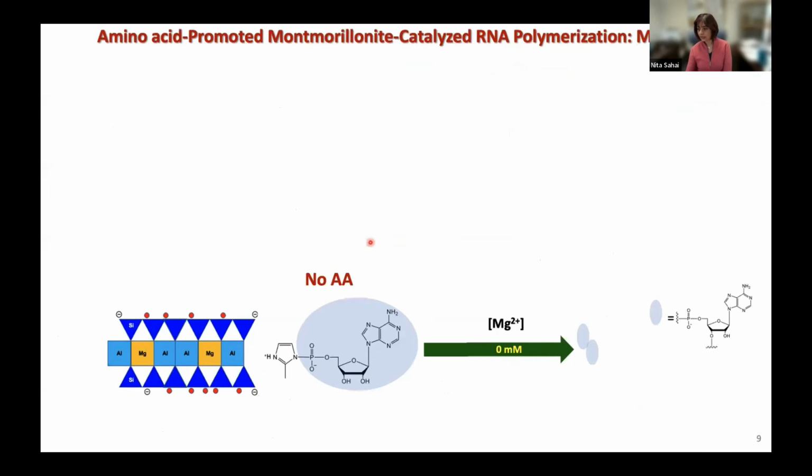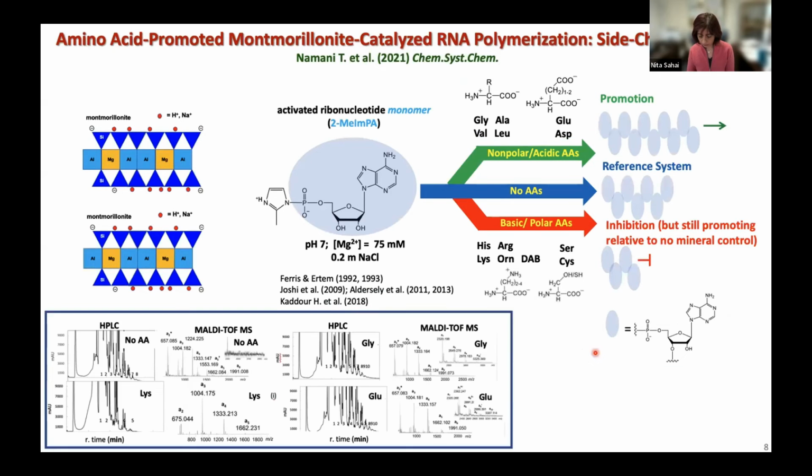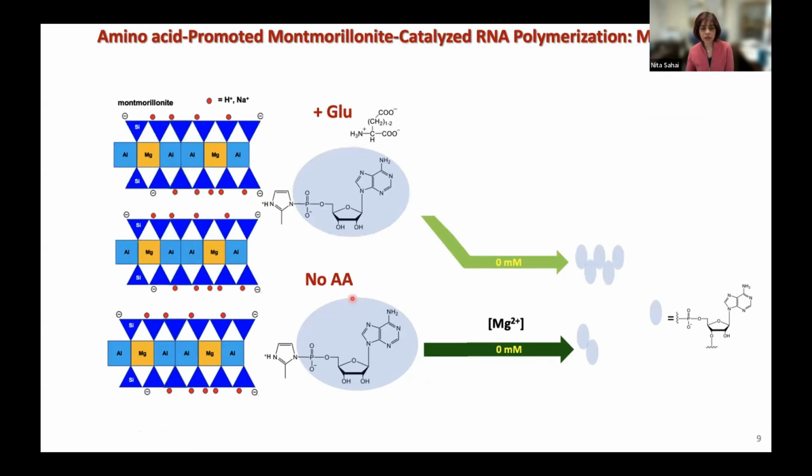So the next thing we tried is, what's the effect of these amino acid co-catalyzed montmorillonite catalyzed RNA polymerization? So when you have an amino acid like glutamic acid, which is a promoter, and you have the montmorillonite clay, then how much magnesium do you need? So here's your clay, here's your activated monomer, there's no amino acid. With 0 magnesium, you just get this dimer again. Now, if you take the system and just add glutamic acid, then you already get a tetramer or a pentamer.